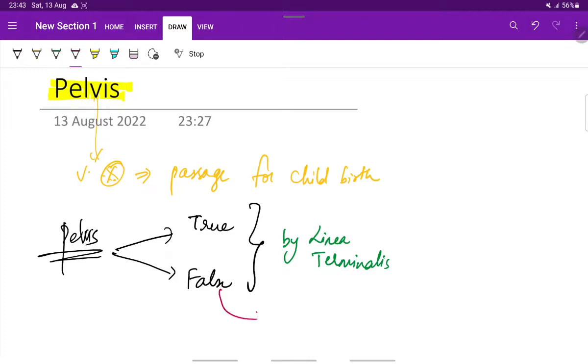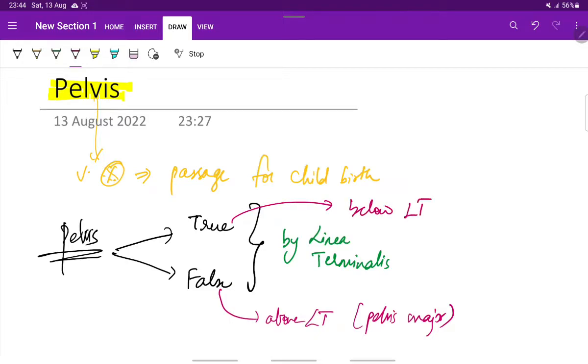The part of the pelvis above the linea terminalis is called the false pelvis, which is also called the pelvis major, and the part of the pelvis below the linea terminalis is the true pelvis, which is also called the pelvis minor.